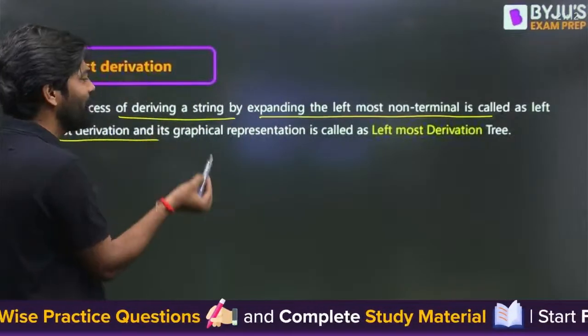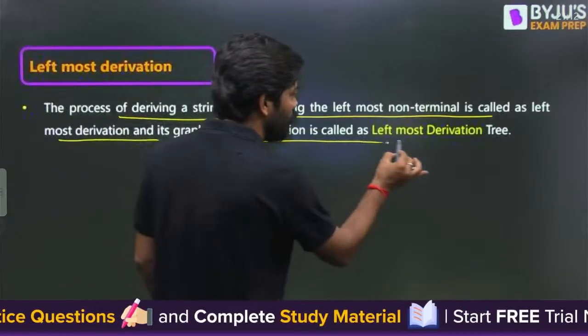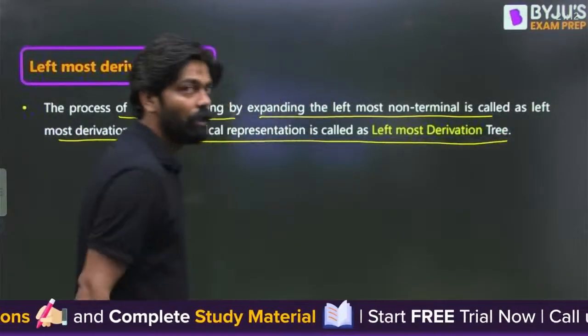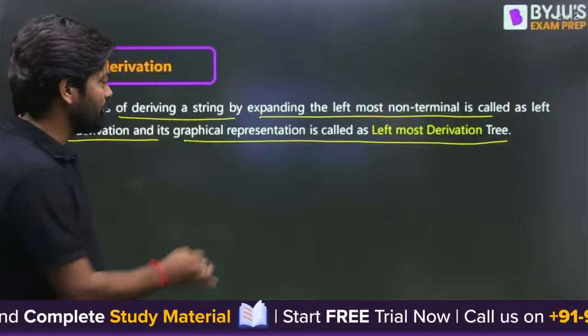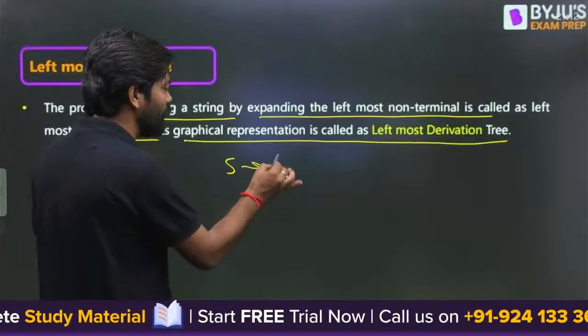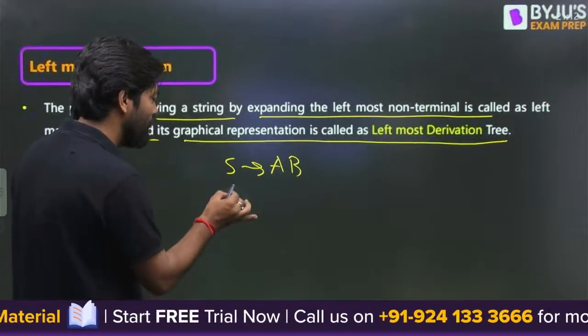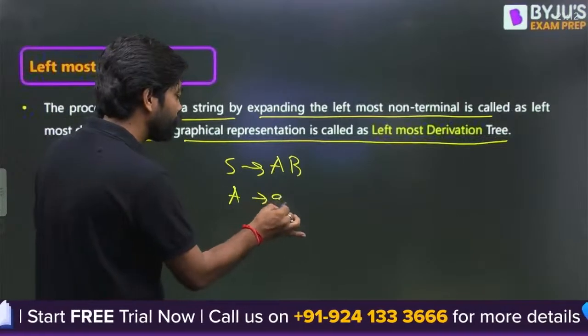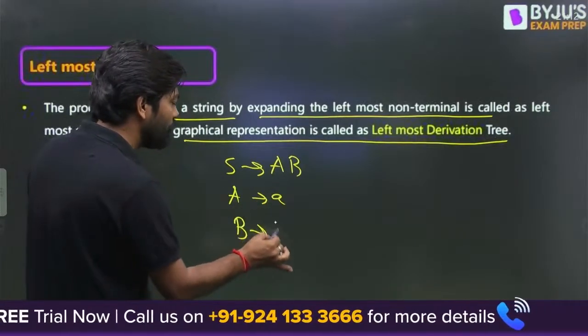Leftmost derivation, and the graphical representation is called the leftmost derivation tree. Let's suppose S goes to AB. Let me write some simple grammar: A goes to a, and B goes to b.